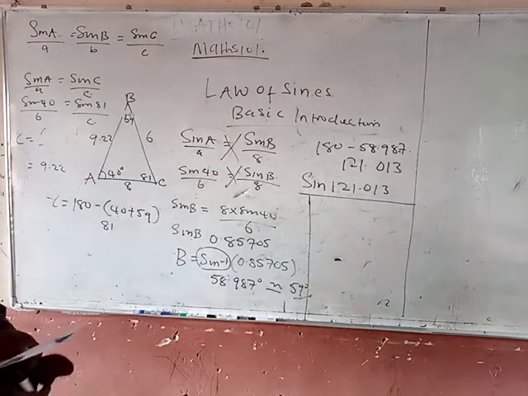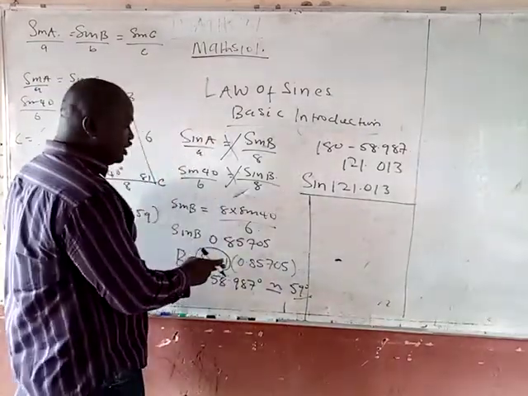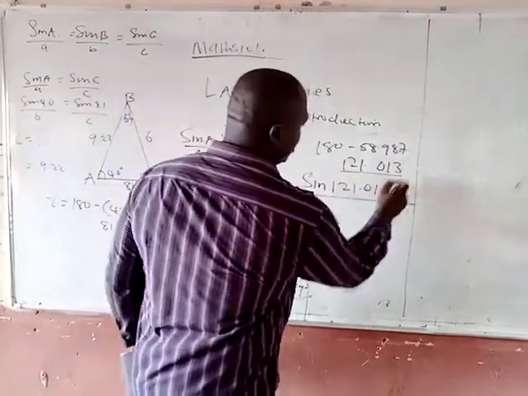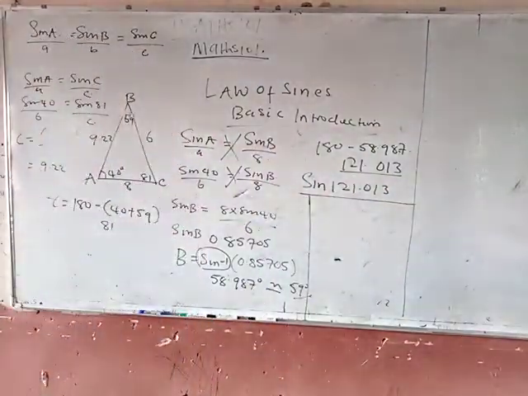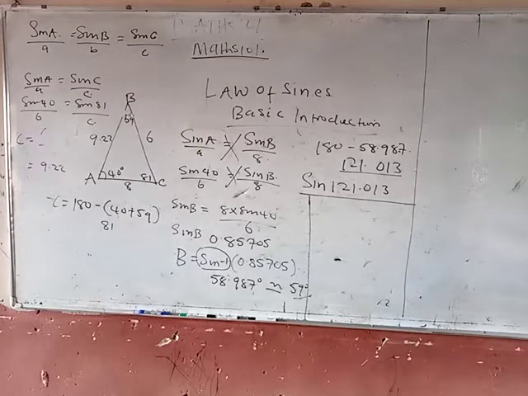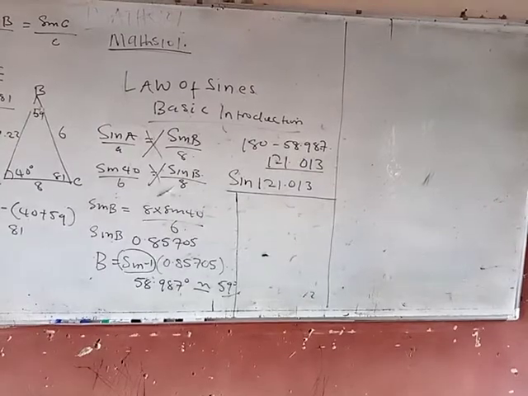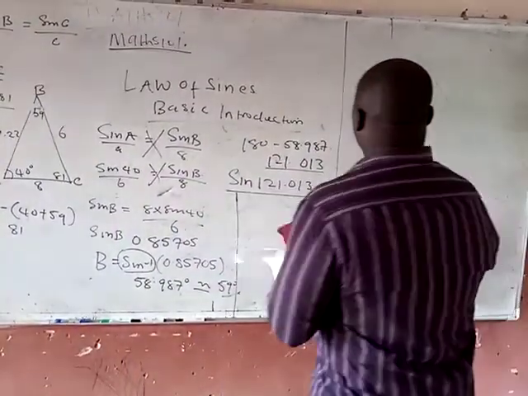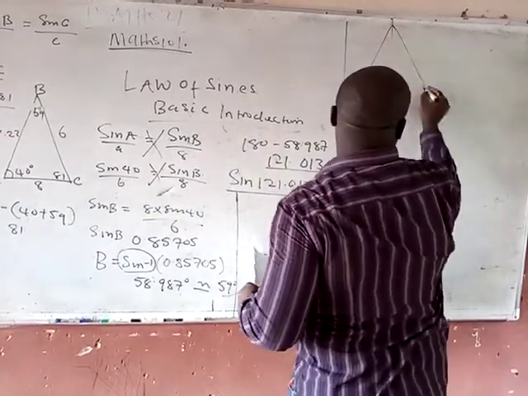Let's proceed. Remember when I said that immediately you do the inverse of sine, you're going to have to subtract it from 180. We did, and we got this to be 121.013, right? Good. Now let me draw another triangle. This is so beautiful. Let me draw another triangle here.